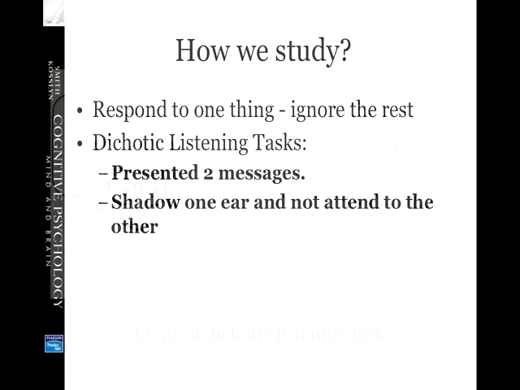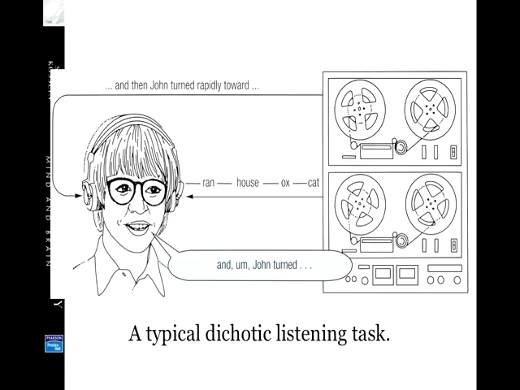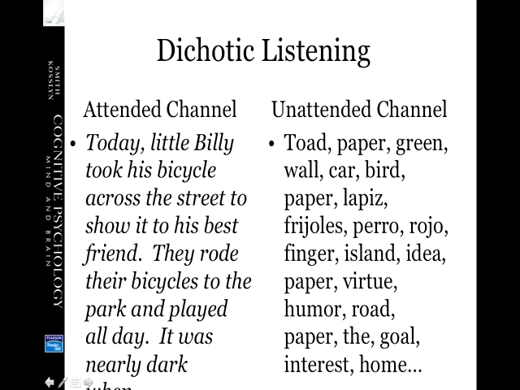So here's a really old picture of what's going on. So the person is asked to shadow this ear. So they're saying John turned blah because they're reading this message up here. And they're asked to ignore the other message, which is this list of words. Okay. So what we can do is give people a story. This is especially useful. So today, little Billy, blah, blah, blah, bicycle, and we ask them to repeat the story back to us. And they're really good at that. But what you'll notice over here in the unattended ear, the word paper appears several times. The language changes. And so we're going to see if people notice that.